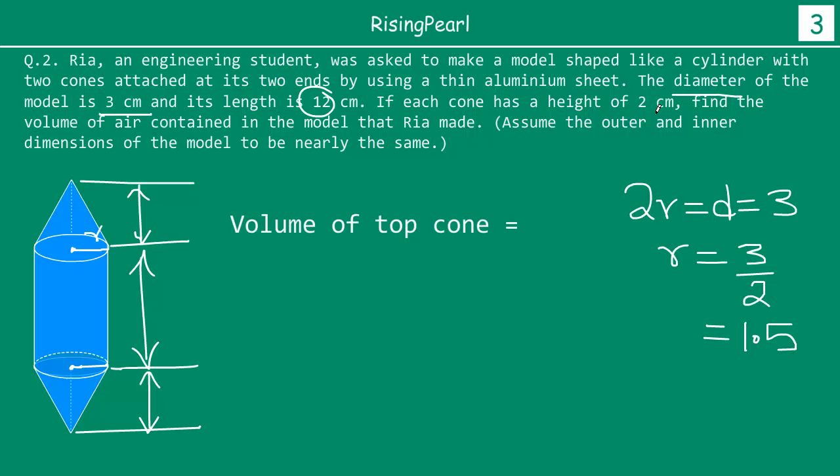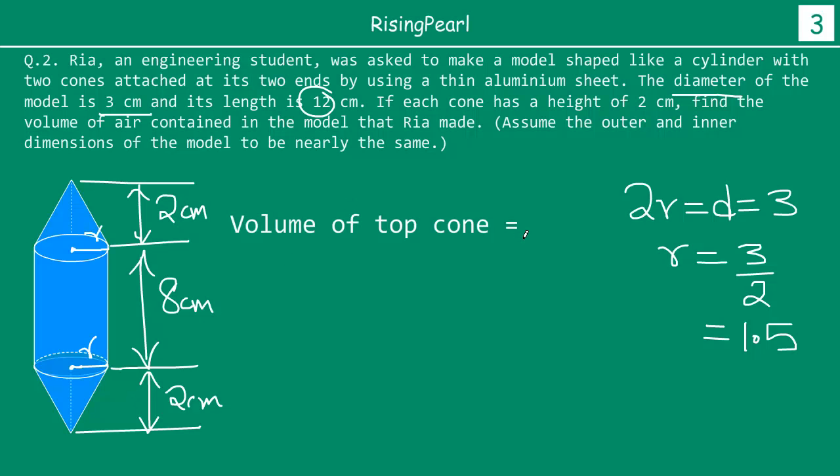If each cone has a height of 2 centimeters, so this is 2 centimeter and this is 2 centimeter, so 2 plus 2 is 4 centimeter, and if the total is 12 centimeter, that means the middle one is 8 centimeter. So 2 plus 8, 10, plus 2, 12. So what we know, friends, is the radius of the cylinder and the cone, the height of the cone and the height of the cylinder. So we can pretty much find out everything that we need to find out.